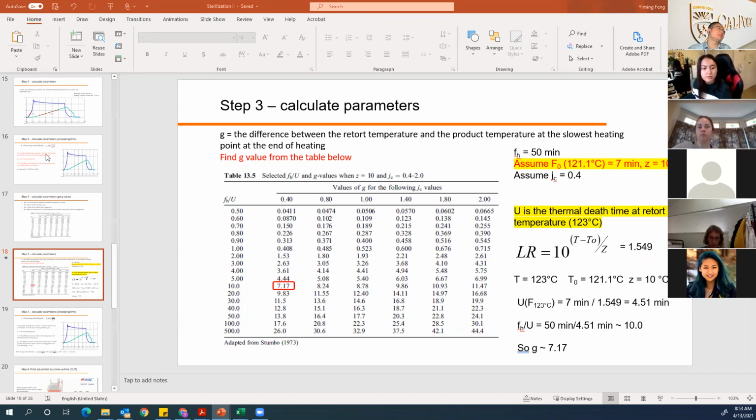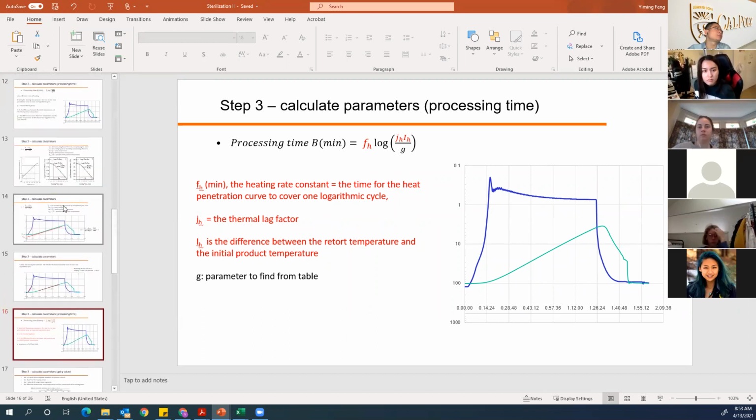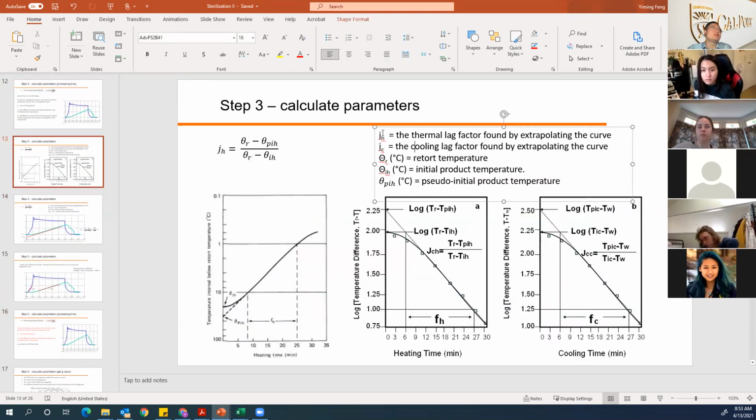In our case, JC is actually something we would calculate from this cooling rate curve, right? If you look at the definition, these two parameters are calculated in the same way. For example, JH is the thermal lag factor, which we get by extending the curve, and JC is the cooling lag factor. It's also done by extrapolating the curve.